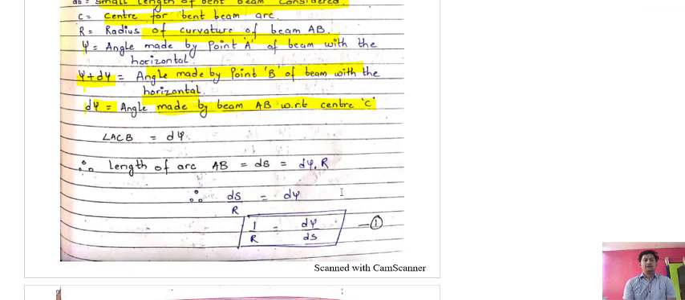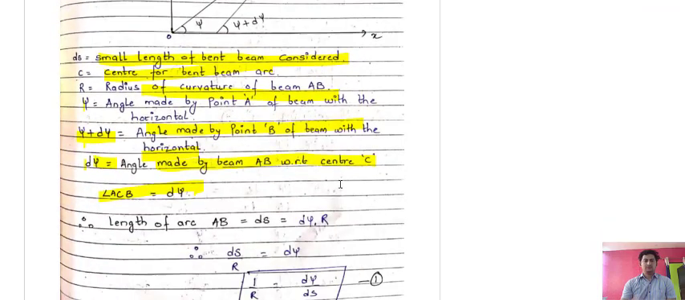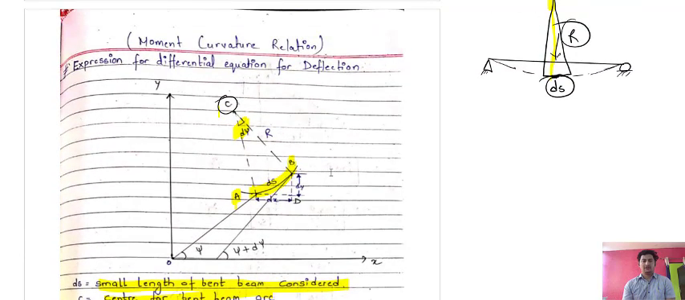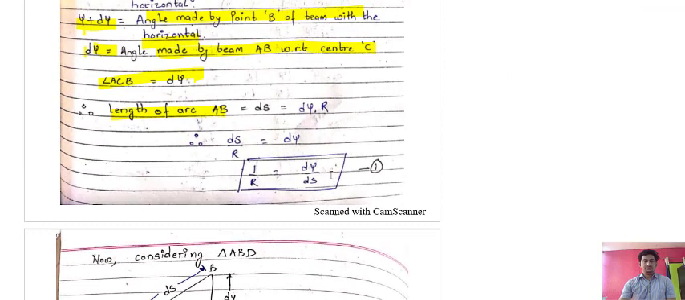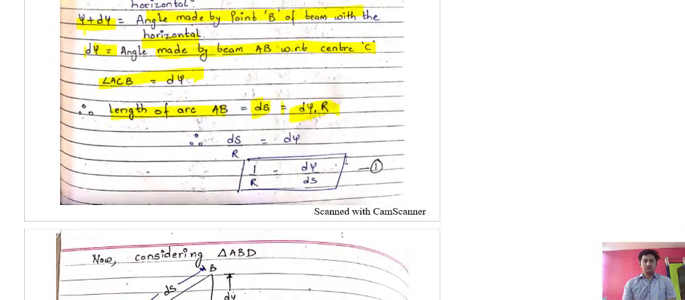Now we come to angle ACB, which equals d psi. I have denoted this A point and this C point. So angle ACB is d psi. We know that the length of the arc AB is given as ds, a small length, and it can be calculated as the angle into the radius of curvature, that is d psi into R. From here we get 1 upon R equal to d psi upon ds. This is the first equation.